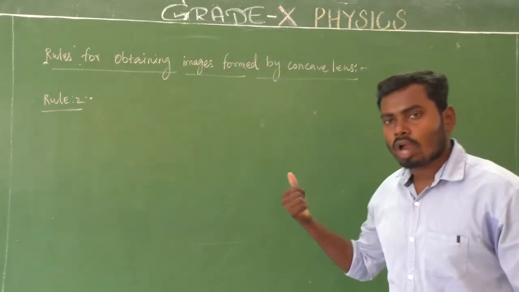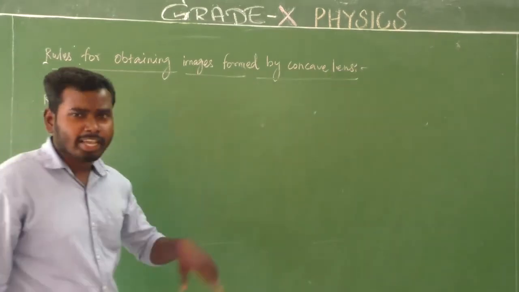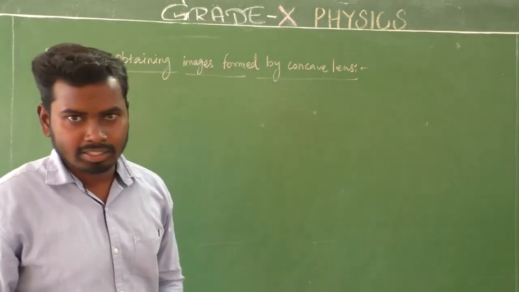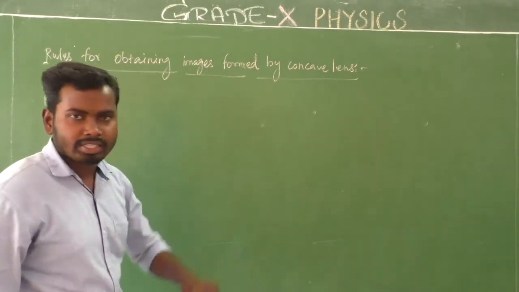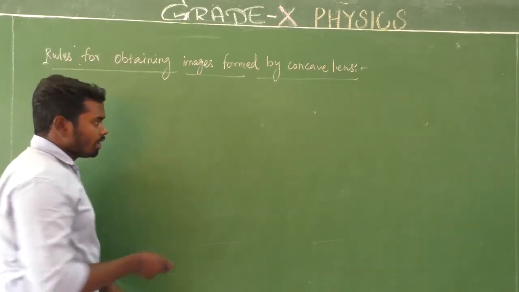Yes. Next, let's start with the second rule. What is that? The second rule is also the reverse case of the first rule, like the convex lens. Is it clear? Yes. Consider a concave lens.